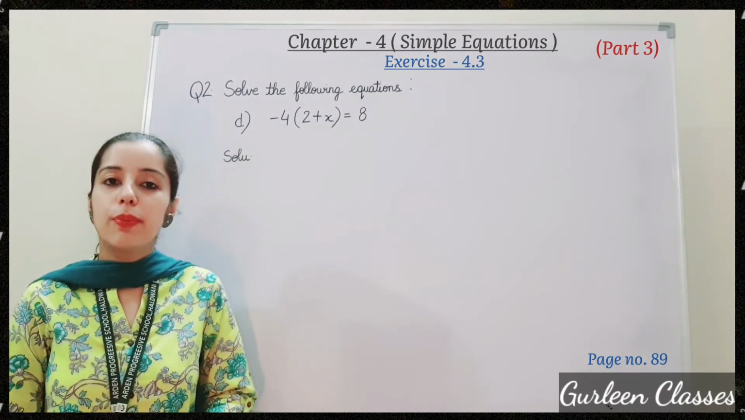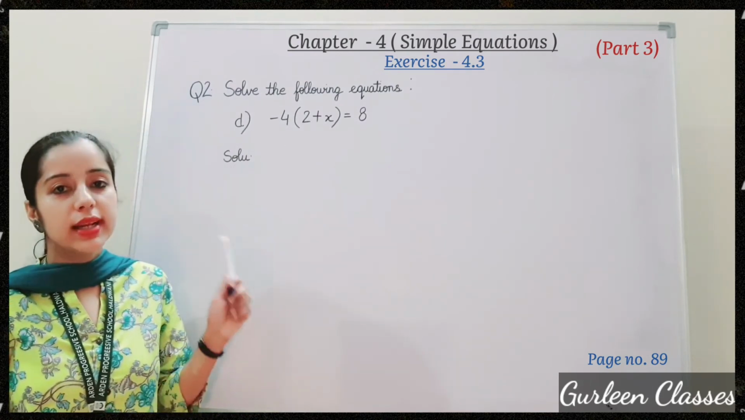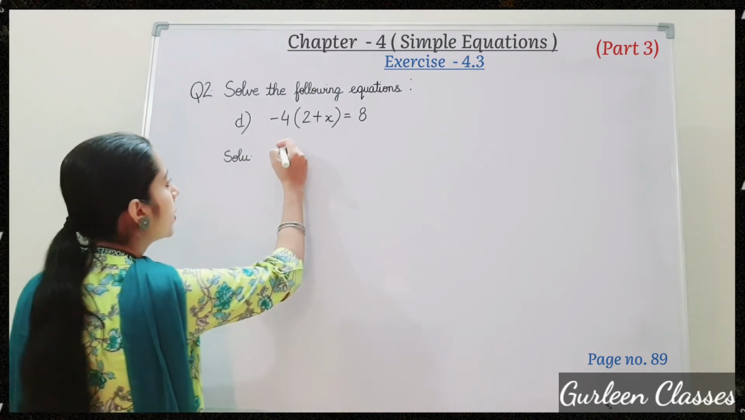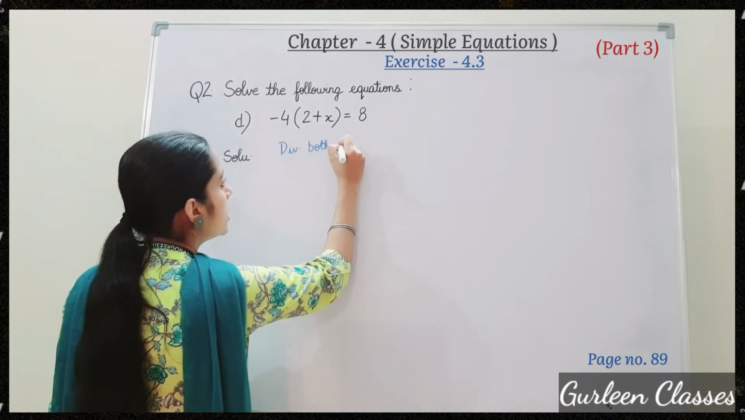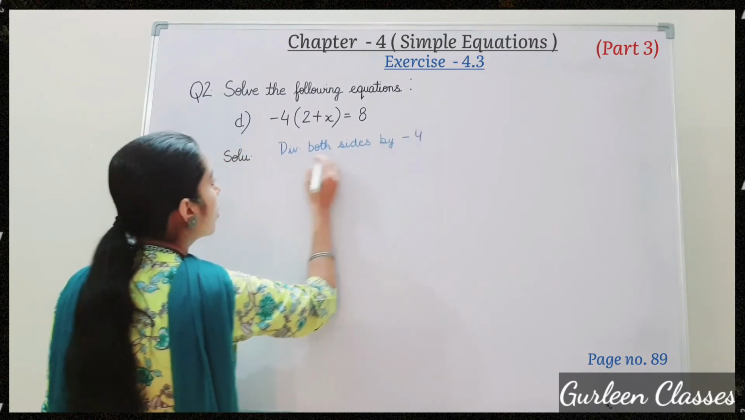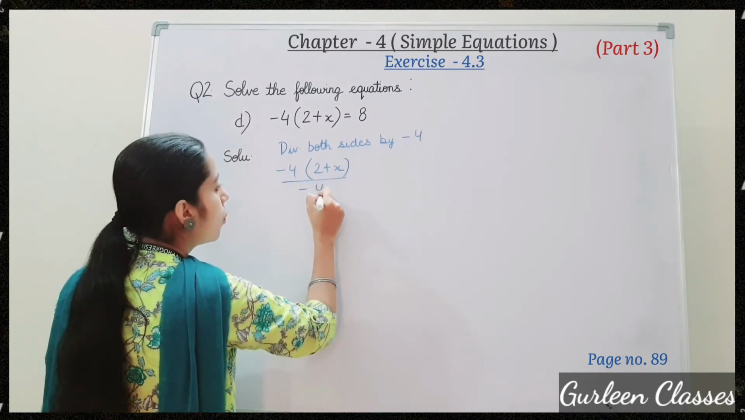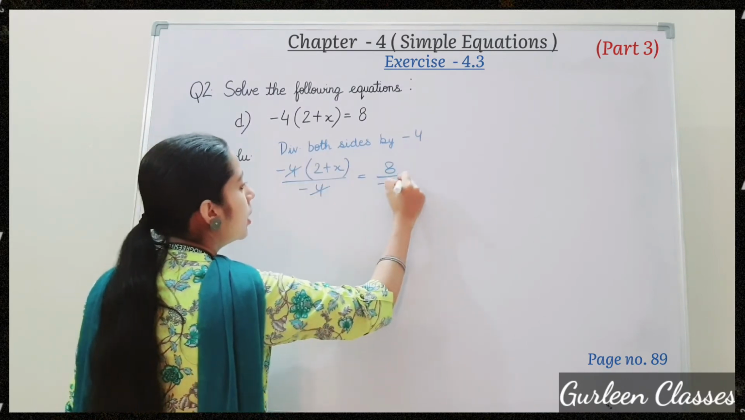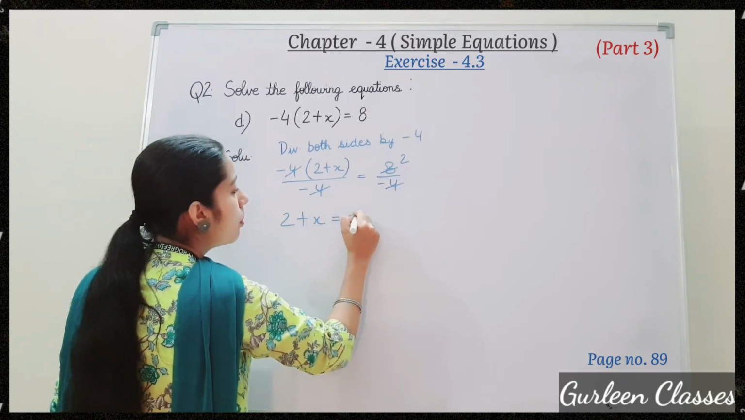B part: minus 4 bracket 2 plus x is equal to 8. So our first step is we have to remove this minus 4. So dividing both sides by minus 4. So let us write here, dividing both sides by minus 4. So minus 4 bracket 2 plus x upon minus 4 is equal to 8 upon minus 4. 4 cancel. 4 2s are 8. So 2 plus x is equal to minus 2.